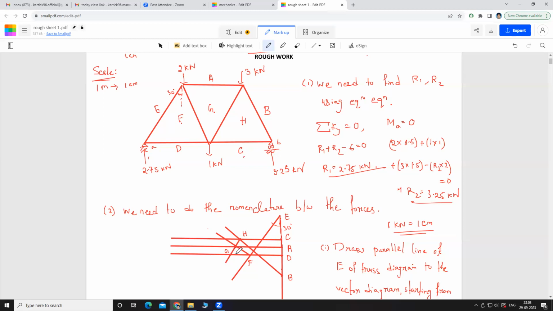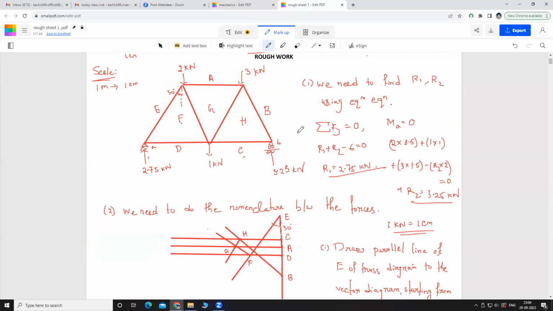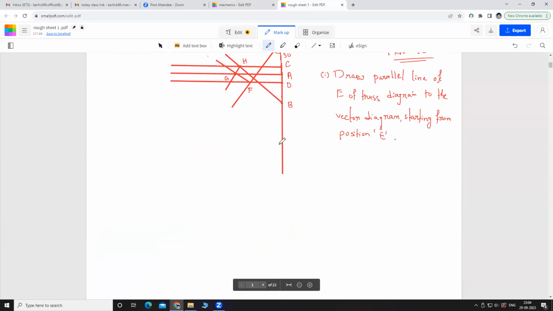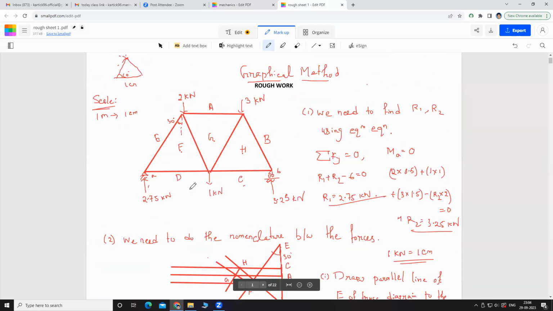Okay. So all the points we have, now what we need to find out? The question is we need to find out the forces acting in the pin joint members. So for that, if we just make a table, we need to nomenclature this thing.